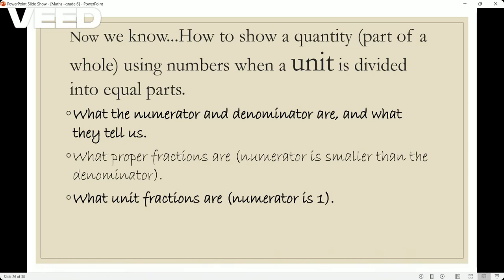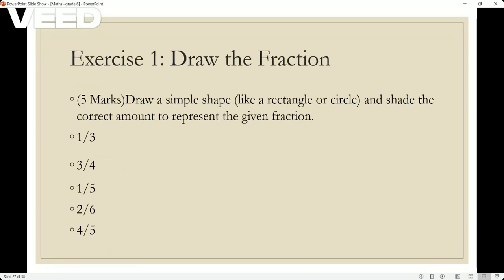What unit fractions are? We learned what unit fractions are. Their numerator is 1. In a proper fraction, the numerator is smaller than the denominator. Now let's do an exercise. Drawing a fraction. The question is, draw a simple shape like a rectangle or a circle, or any shape, and shade the correct amount to represent the given fraction.